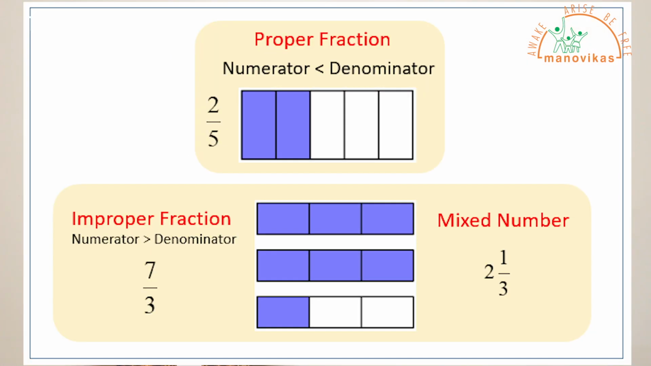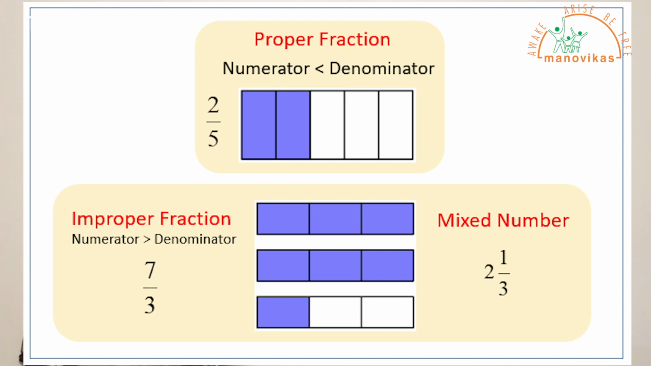The next kinds of fractions are proper fractions, improper fractions and mixed numbers. What are proper fractions? A proper fraction is any fraction in which the numerator is smaller than the denominator. The numerator will be a smaller digit and the denominator will be a bigger digit. An improper fraction is any fraction in which the numerator is big and the denominator is small. You can look in the figure there. The fraction is 7 upon 3. So the numerator is a bigger digit and the denominator is a smaller digit. Such fractions are called improper fractions.